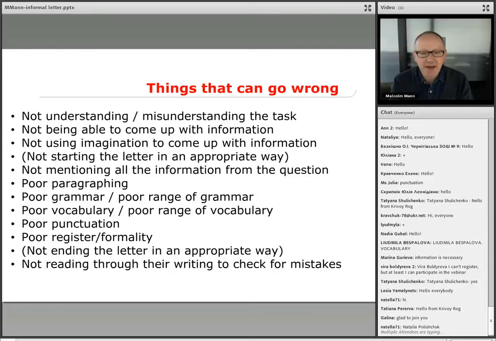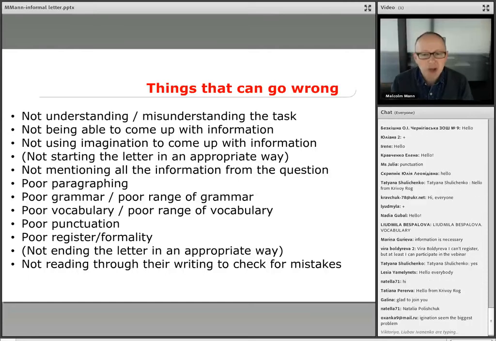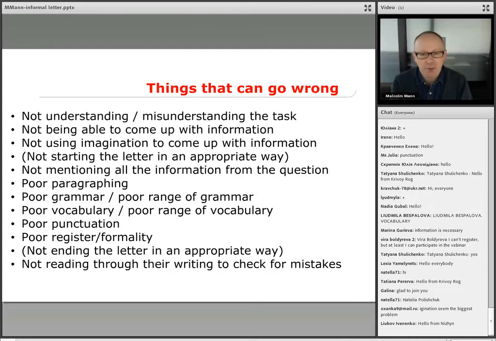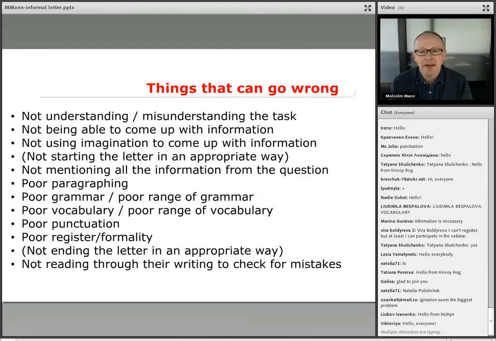And so we need to turn that on its head, and we need to make sure when students are writing a composition that they do understand the task, that they are able to come up with the information and use their imagination where necessary, that they mention all of the information in the question, that they think about paragraphing and think about showing they've got a broad range of grammar and of vocabulary, that they think about their punctuation and register and formality, and depending on the exam, depending on exactly what we're doing, ending the letter in an appropriate way, and reading through their writing to check for mistakes before they hand it in.